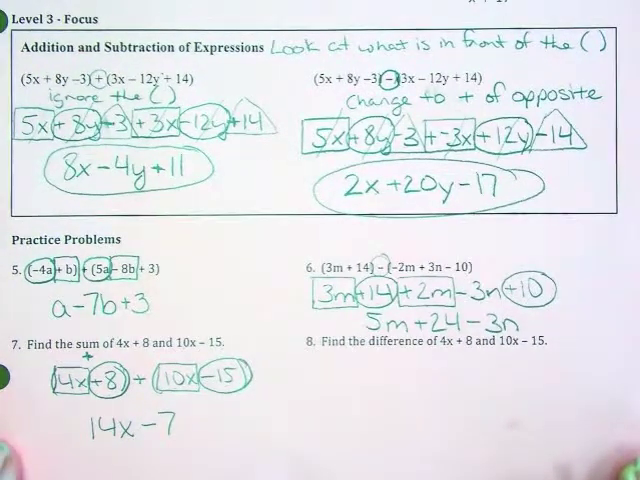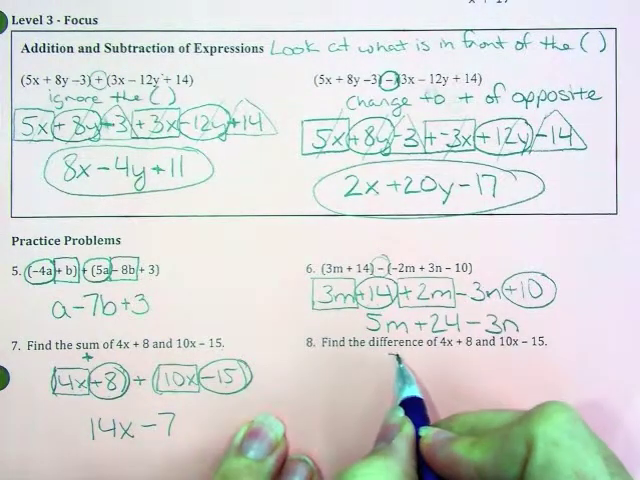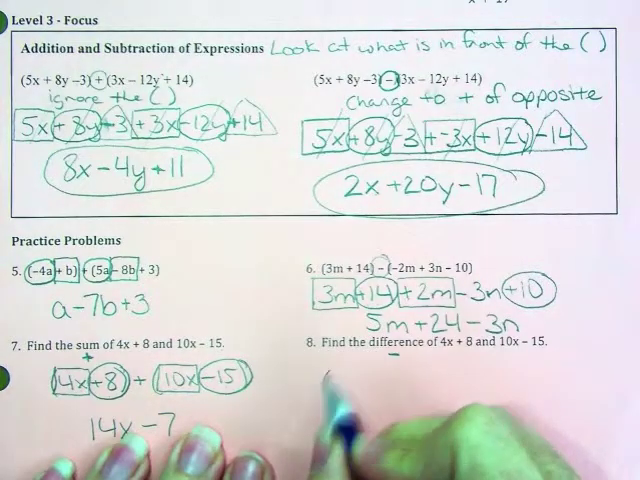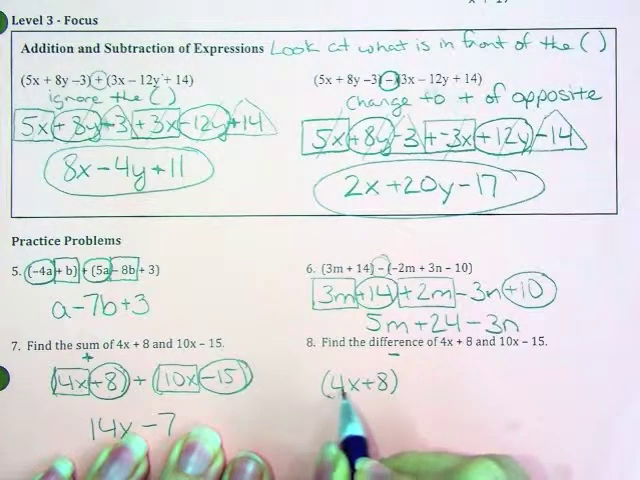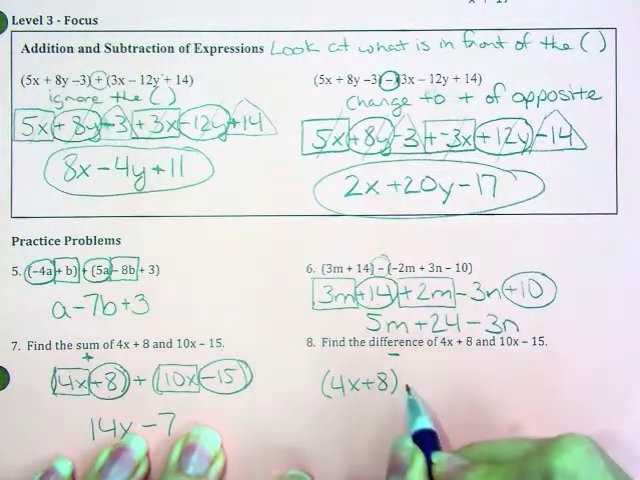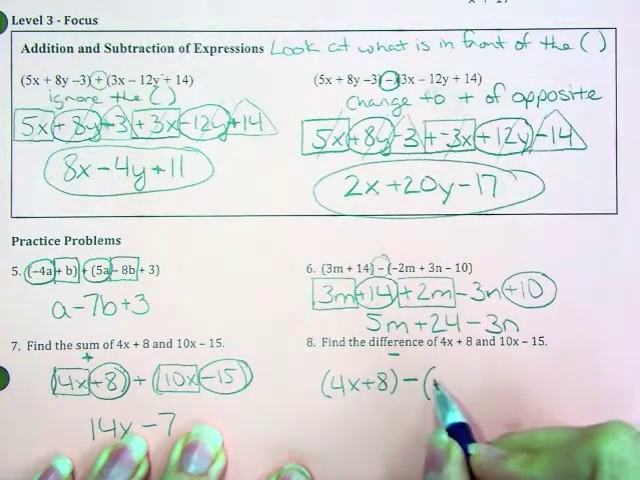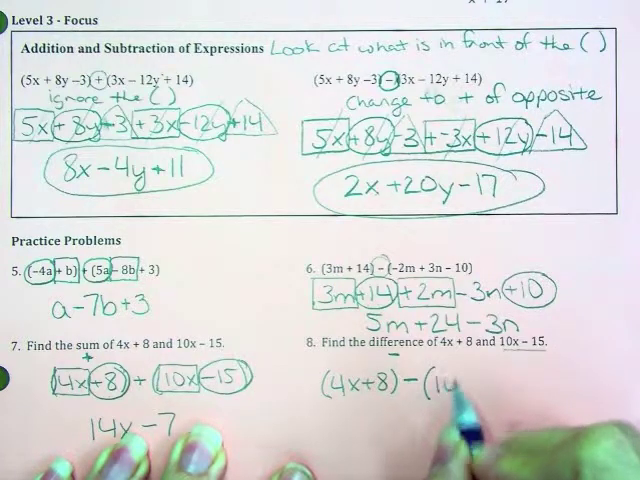Okay, and then the last one we'll do together is number 8. It says find the difference of those two expressions. What does difference mean? Write that below the word. Okay, hopefully you put a minus sign. Difference is subtraction. And so here I want to subtract this expression, 4x plus 8, the first expression. Again, I'm just going to put that in parentheses to say that's the first expression. Minus. And this second set of parentheses is absolutely necessary. I need to have parentheses saying I want to subtract all of this, 10x minus 15.